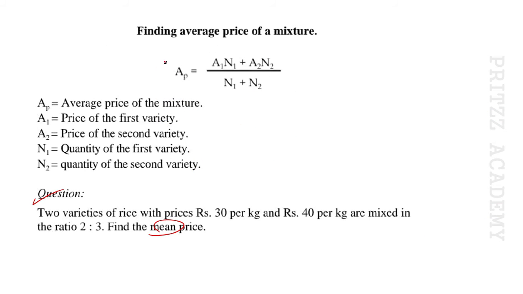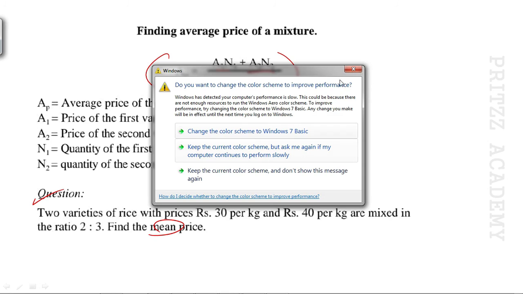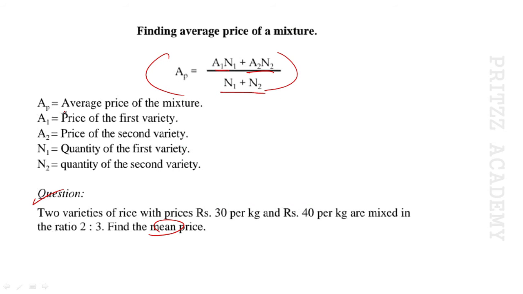As you can see, this is the formula: a1 n1 plus a2 n2 upon n1 plus n2. You can just remember this formula, but in aptitude there is no need to remember formulas. Just understand the logic to solve the problem, practice multiple problems, and then you will be able to solve them.